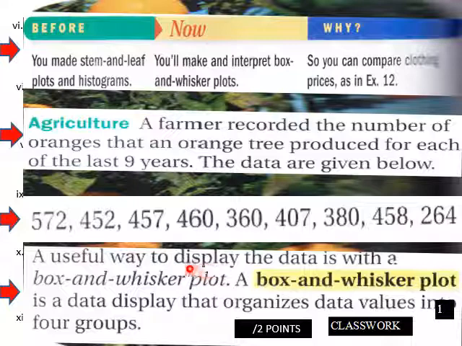And then, so what do we do with it? A useful way to display the data is with a box and whisker plot, which is a data display that organizes data values in 4 groups. So, okay. So we got this. What do we do with it?